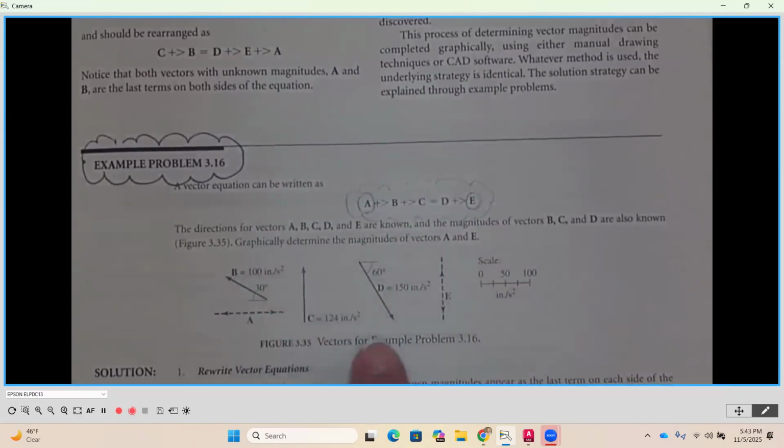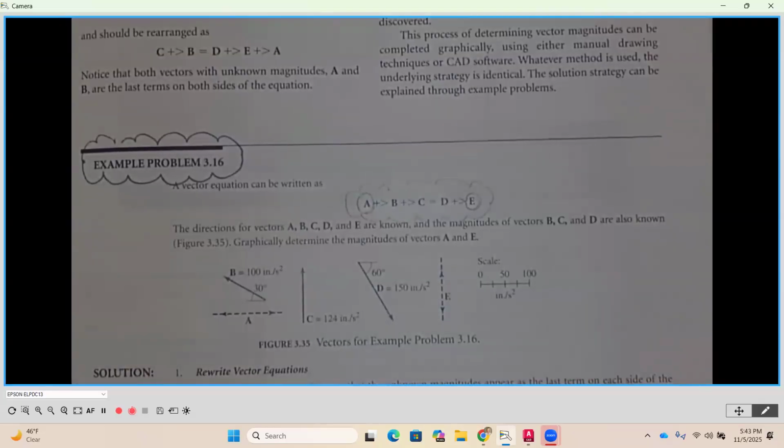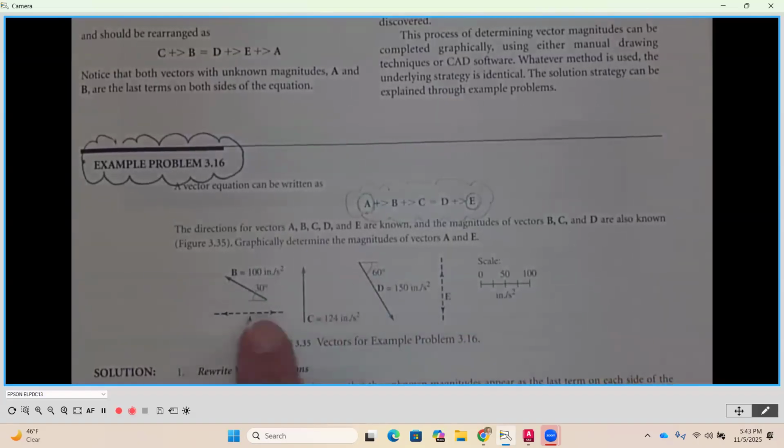So let's go ahead and draw each one of these vectors, including A and E. I'm going to put A and E on my Object 2 layer just because those are going to be the ones I'm going to be solving for. Yes, they're not resultants, but they are going to be something that I'll be measuring to get each one of the magnitudes. So we're going to draw them just as we see here.